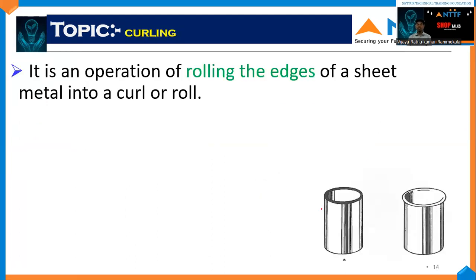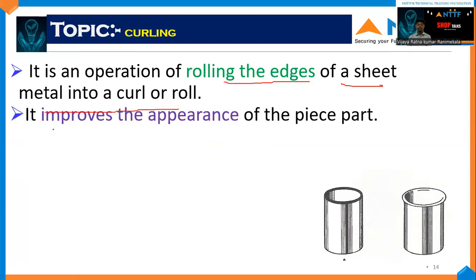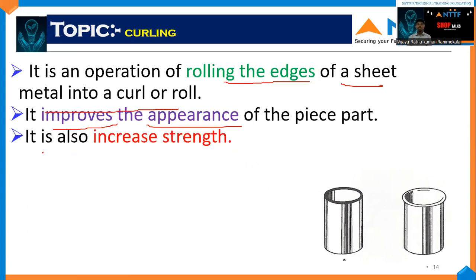Curling. It is an operation of rolling the edges of a sheet metal into a curled roll. It improves the appearance of the piece part. It also increases strength. We can see the edges are rolled.